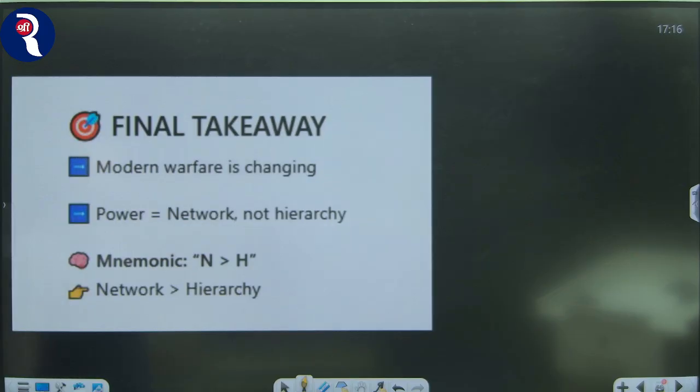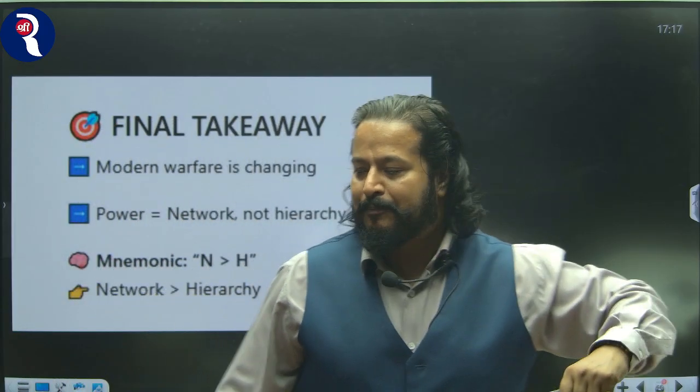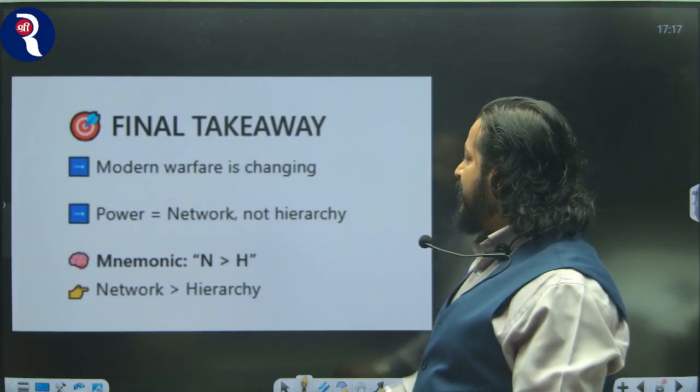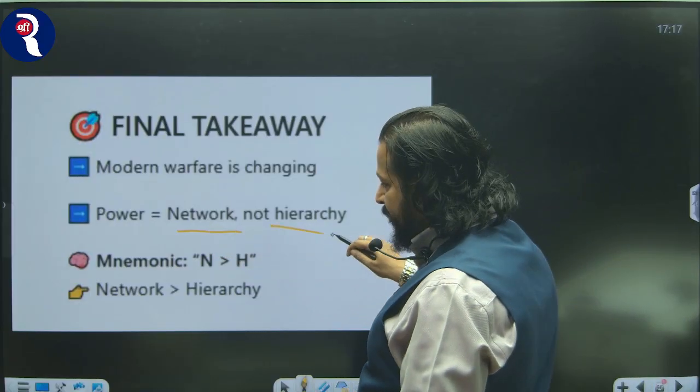So this is it in this article. The final takeaway is that modern warfare is changing. The power is not in brute force. The power is in the network and not hierarchy.